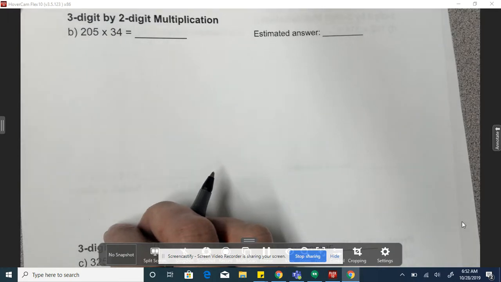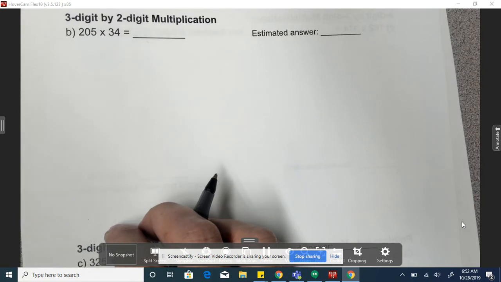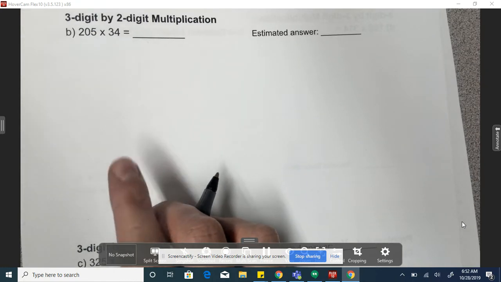Now we're going to multiply a 3-digit by 2-digit number. I'm going to show you the expanded form way and just the standard algorithm way. Be sure to choose at least one. You can do both if you want to, but you do need to show your work. Do not just write the answer on the line.